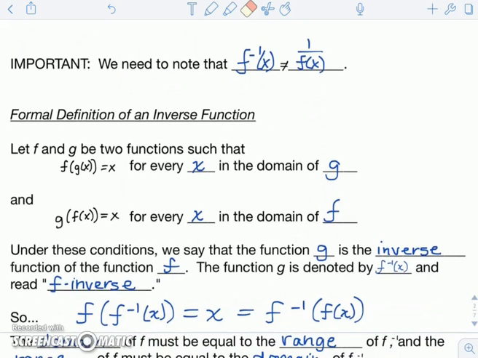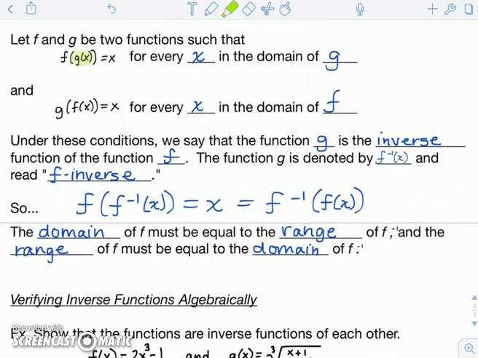Okay, so here's our formal word definition. It says, let f and g be two functions such that f composed with g is equal to x for every x in the domain of g. Notice I left off all the, remember I was talking before about restrictions on the domain? This is saying for all the domains as limited by the original g of x domain. And g composed with f of x is equal to x for every x in the domain of f. Under these conditions, we say g is the inverse function of f. Function g is denoted by f inverse and read f inverse.